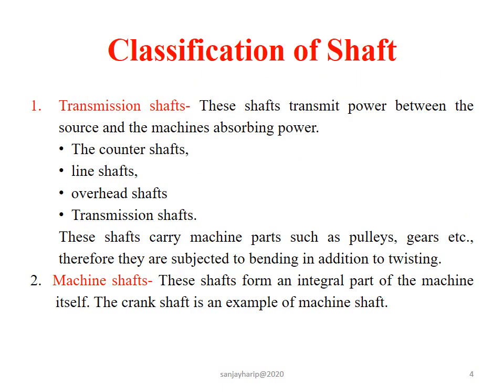There are two types of shafts which are important from the design of machine element point of view. First, the transmission shaft. This shaft transmits the power between the source and the machine absorbing power. Counter shafts, line shafts, overhead shafts and all factory shafts are transmission shafts. These shafts carry machine parts such as pulleys, gears, etc. Therefore, they are subjected to bending in addition to twisting.